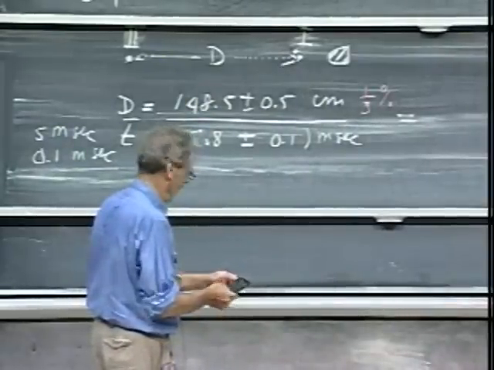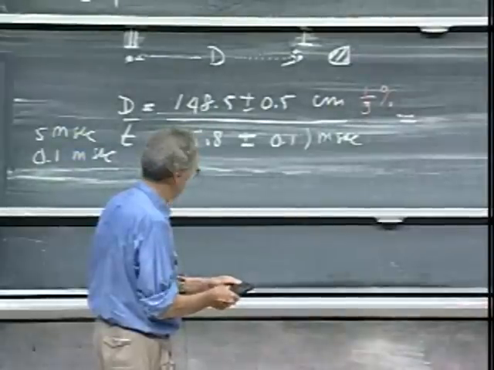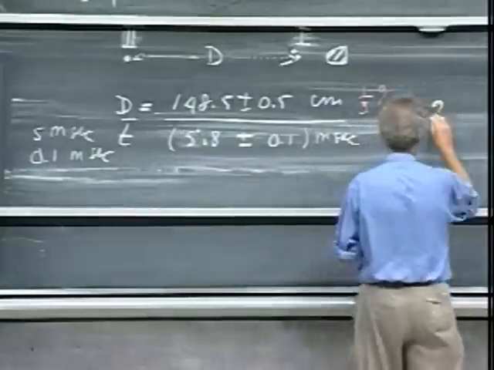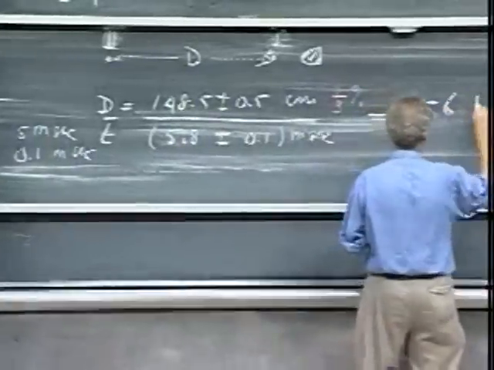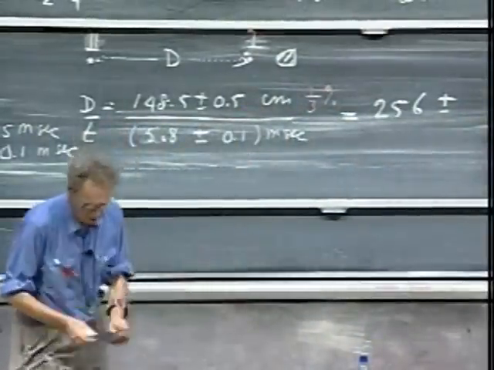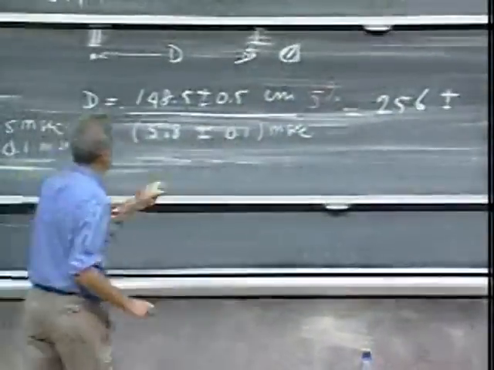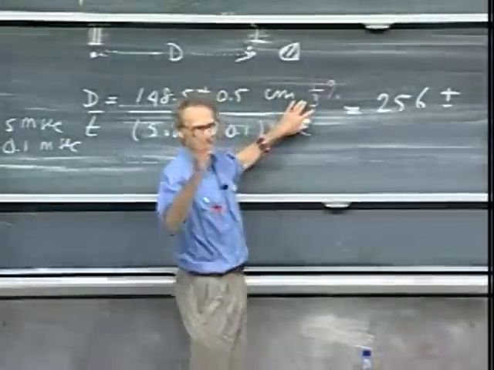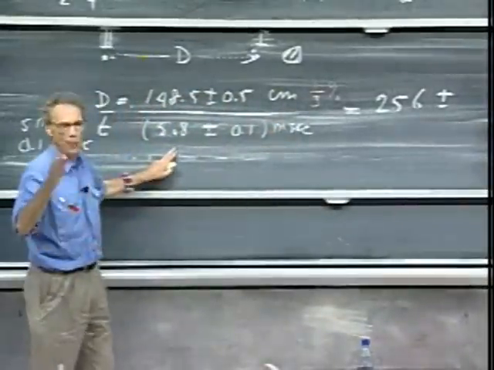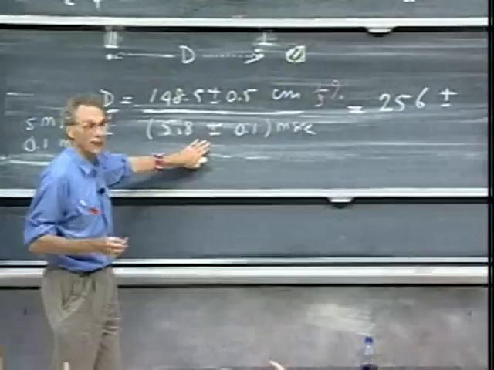148.5, 5.8, and I have to convert it to meters per second. That brings it at 256 plus or minus. Now you come in here with your plus or minuses. This is a 1/3% error. It's negligible to this one. 1 out of 58 is about 1.7%. So this is the only one we have to worry about.